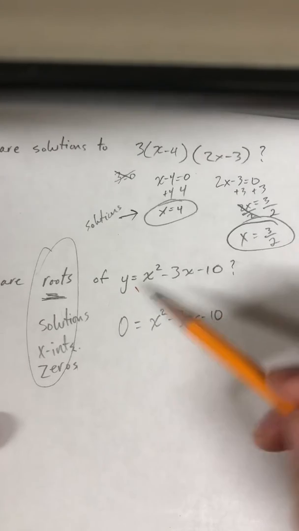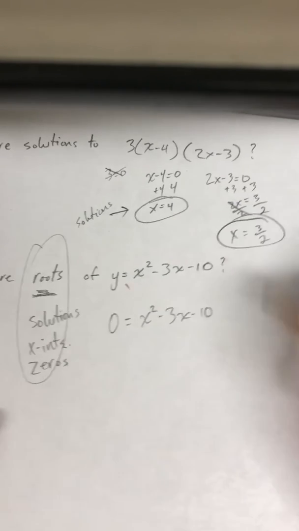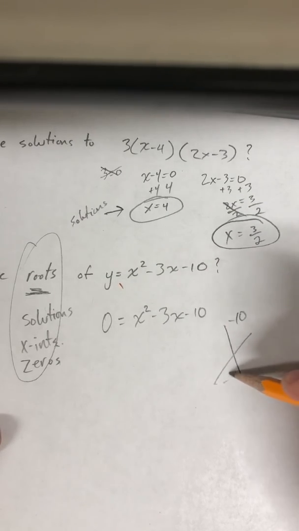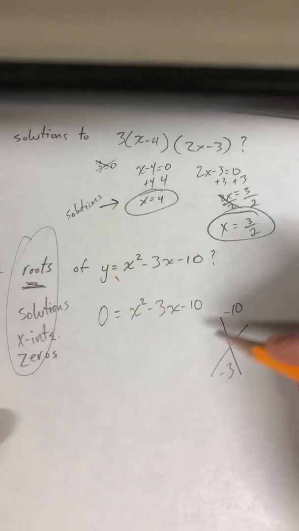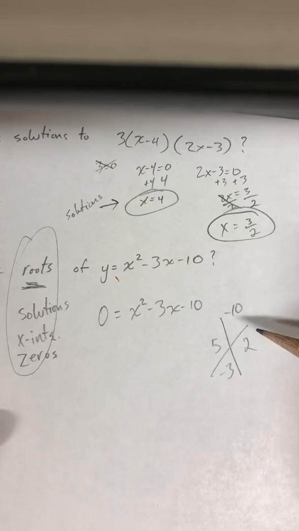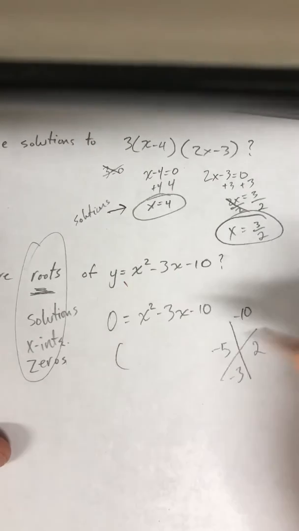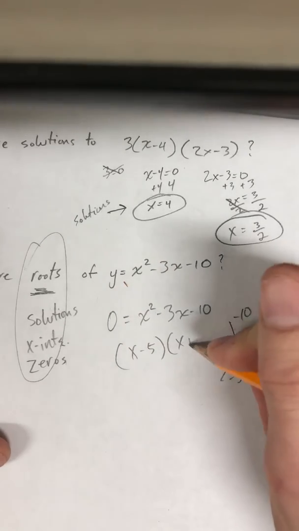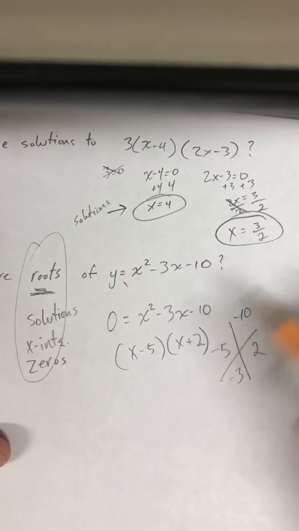What I want to do is recognize that this is 3 parts. It's a quadratic, and so I want to play my game. I'm going to have -10, -3. This is going to be 5 and 2, and -5, since it's -3, -5 plus 2 is -3. So my factors are x minus 5, x plus 2. Okay, these are my factors.